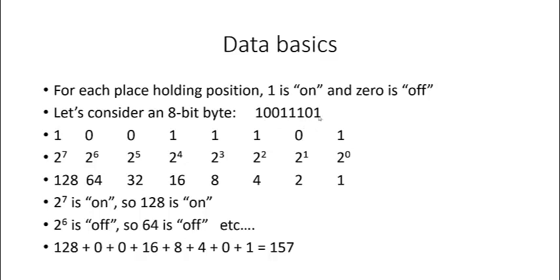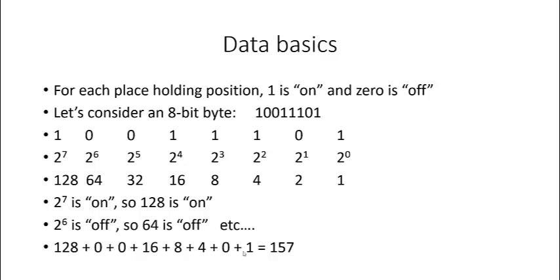A byte is read from right to left, and each position in the byte stands for 2 to some power. So the first position on the right side stands for 2 to the 0, or the number 1. The second position stands for 2 to the 1, or 2. The third position is 2 to the 2, or 4. Fourth position, 2 to the 3, or 8, etc., etc. So the position tells us the number that's represented, and the 1 or the 0 tells us whether or not that number is turned on or off.